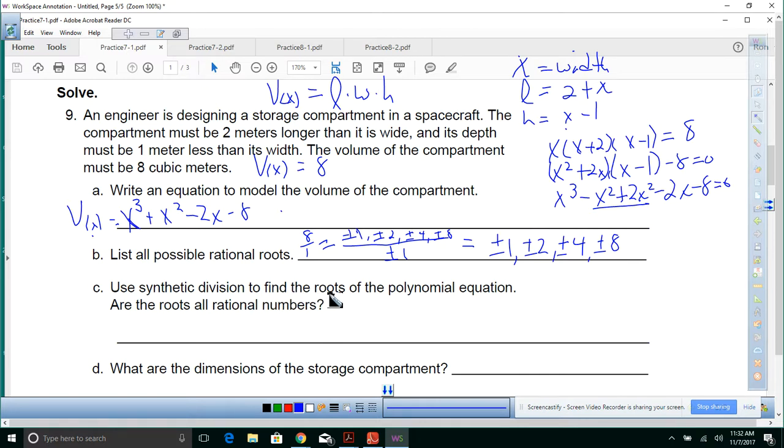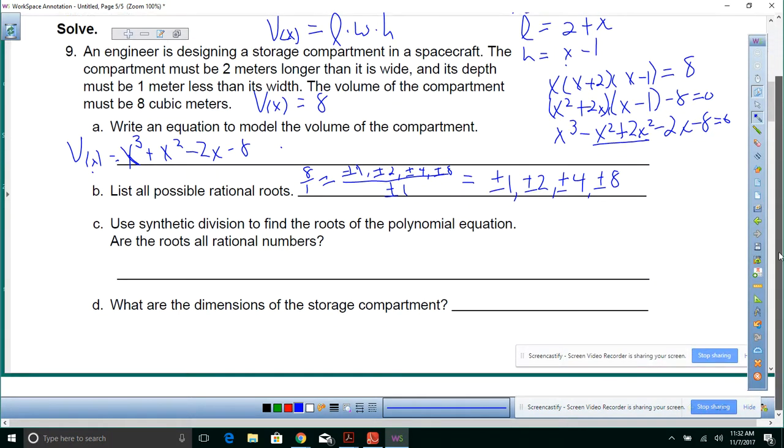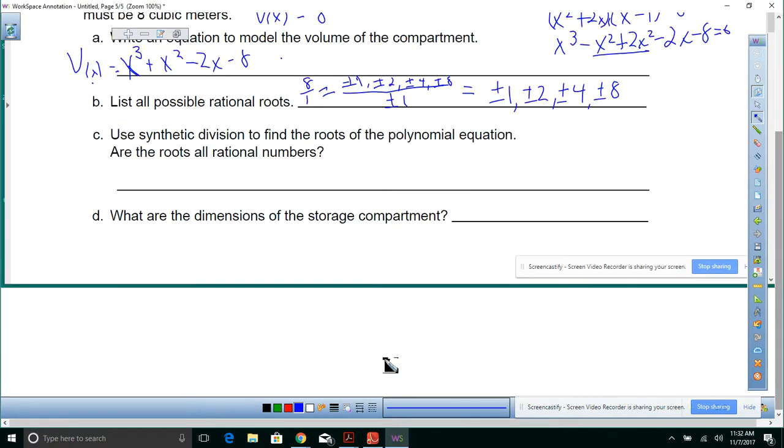Use synthetic division to find the roots of the polynomial equation. Are the roots all rational numbers? So let's try that. Okay, so we got 1, 1, -2, and -8. You know, that test is kind of timed. I wonder if you graph that right there and use where it crossed the x-axis, if that would help. And let's see, I'm just going to use 2 here first.